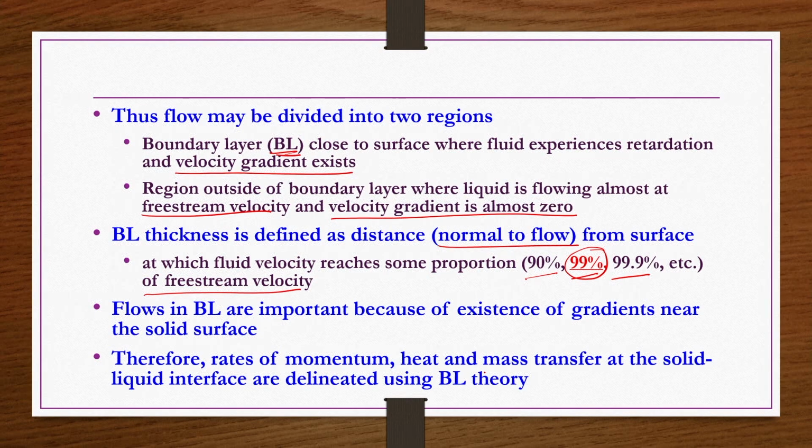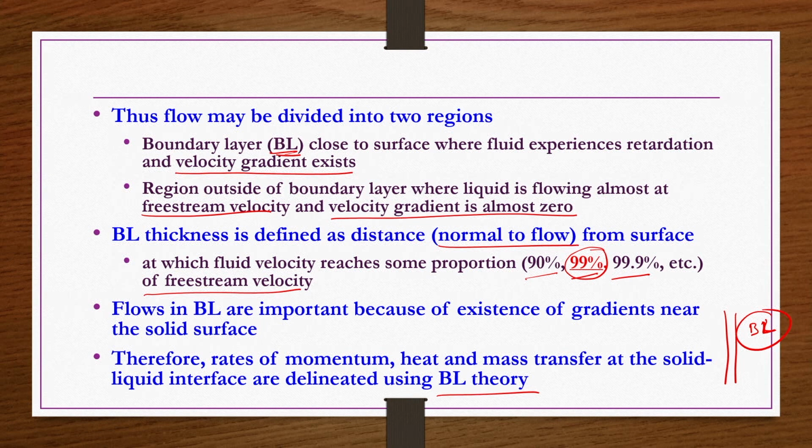Rates of momentum, heat and mass transfer at the solid liquid interface are delineated using boundary layer theory. So, that is the reason we need to study it. Every time you cannot afford to do a numerical solution for the entire domain. So, what you do is divide the flow region such that one region is the boundary layer region, where the gradients exist, which are essential for the evaluation of the transport properties.